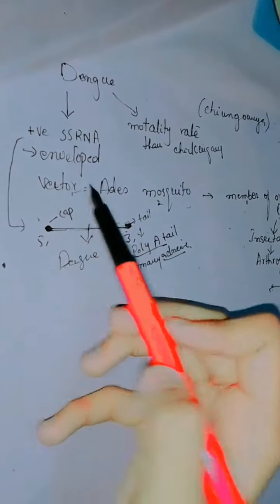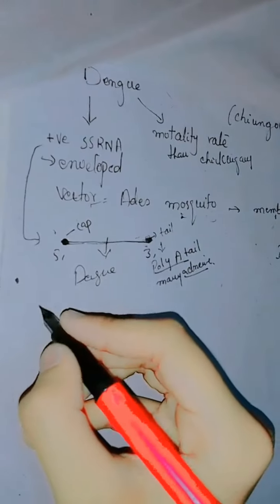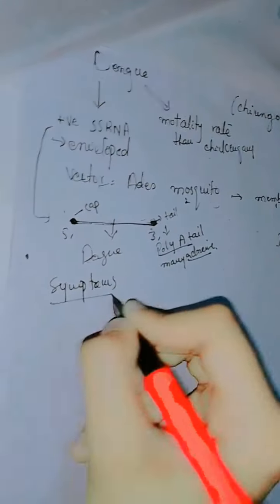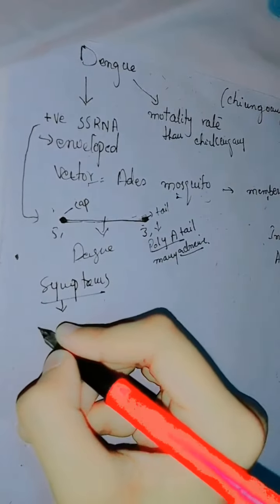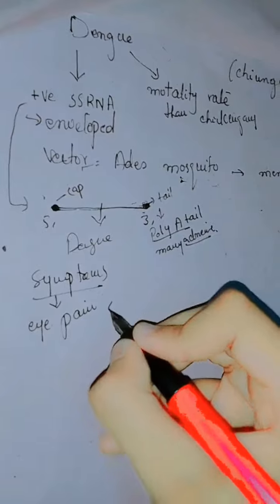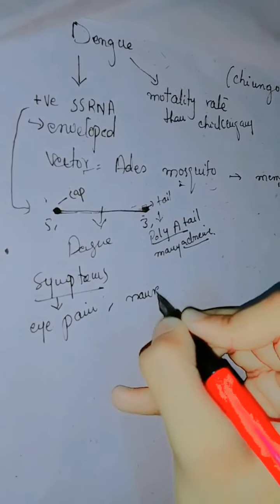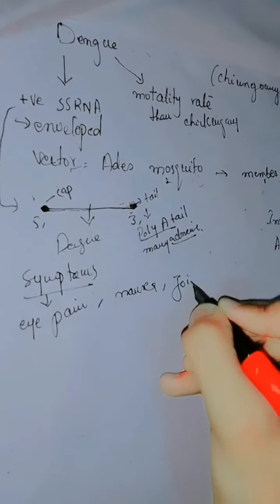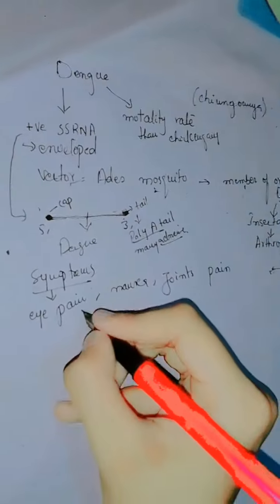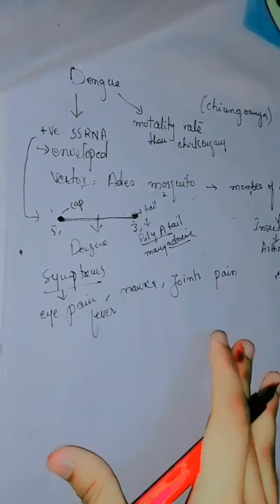Rest, it is the same: it is an enveloped single stranded RNA virus. Its vector is the Aedes mosquito. Chikungunya's vector is also the Aedes mosquito. So now if we talk about the symptoms, what are the symptoms of dengue virus? Dengue virus causes eye pain, means inflammation in the eye's retina, nausea, joints pain, and fever.